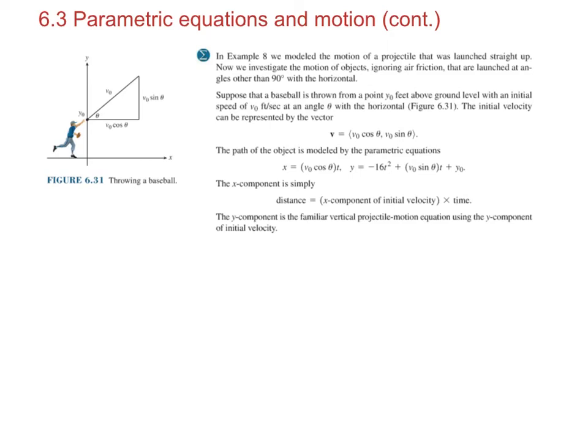And so here's an example. Suppose a baseball is thrown from a point y sub 0 feet above ground level with an initial speed of v sub 0 feet per second at an angle theta with the horizontal. The initial velocity can be represented by the vector v equals v sub 0 cosine theta, v sub 0 sine theta. Keeping in mind that this would be the x or horizontal component, this would be the y or vertical component.